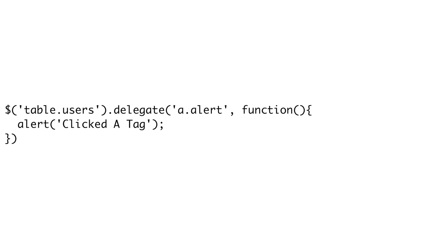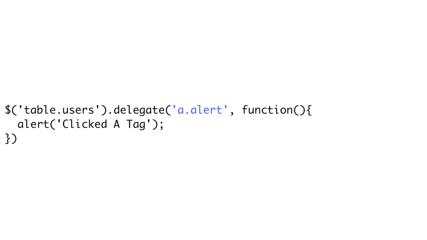jQuery 1.4 introduces the delegate method, which is a lot like the live method, but a bit more specific. Instead of listening for events on the whole page, it looks at events in a particular element, allowing child elements to be added and removed and work like they do when you use the live method. Let's look at an example. Here we call the delegate method on our table with class users. We pass another selector string to it, and this means that any element inside of our table that matches the a.alert will trigger our listener.